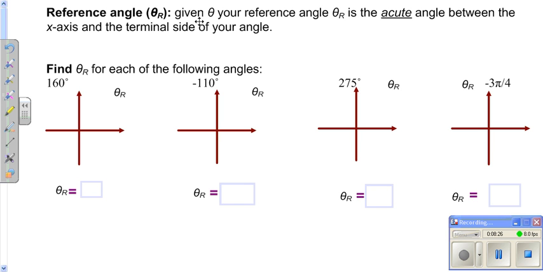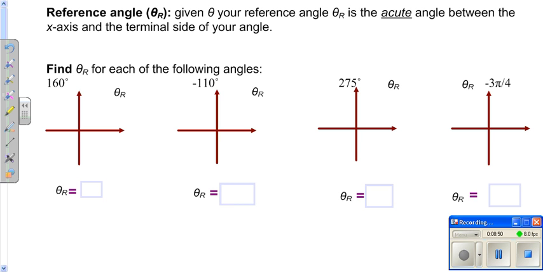Let's talk about reference angles. Your reference angle is always an acute angle, meaning between 0 and 90 degrees, or if you're dealing with radians, it's always between 0 and pi over 2. So it's an acute angle, and it's always between the x-axis and the terminal side of your angle.